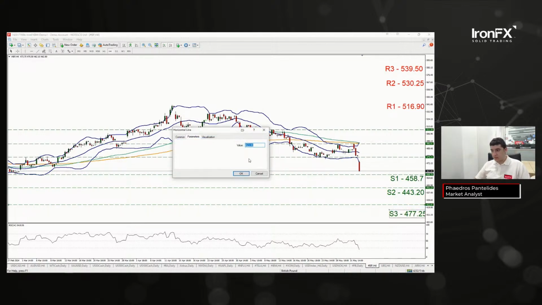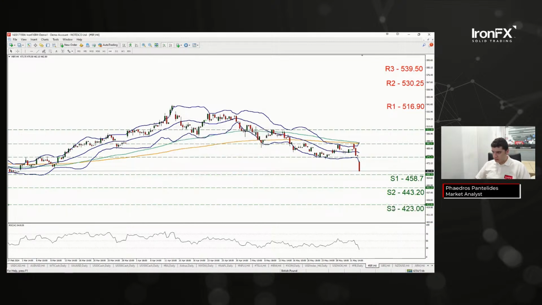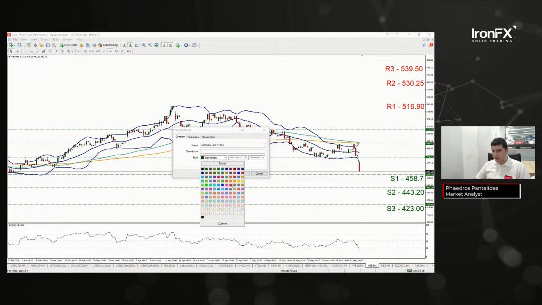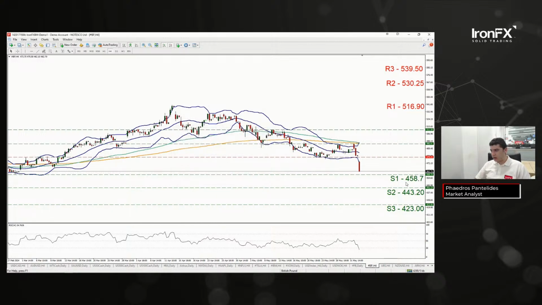I'm just placing my support and resistance levels. I would still be bearish, clearly, as we said before. Appears to be a strong bearish market sentiment emerging for the company stock price. Target for the bears for me would be 458.70. Lower than that is 443.20. Would require a clear break above R1 for our bearish outlook to be invalidated.